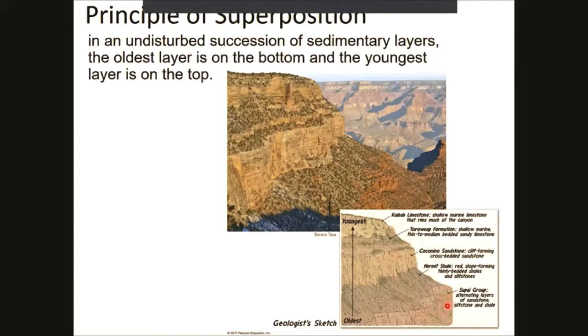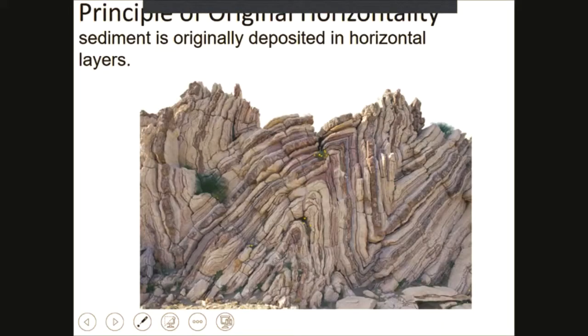So this rock is at the bottom, so it is the oldest. This rock is above it, so it's younger than this rock. But this rock is older than the rock above it. This rock is younger than the rock below it, but it's older than the rock above it. And this rock is younger than the rock below it, but it's older than the rock above it. So this is the youngest rock, and this is the oldest rock in this outcrop. Okay, that's the principle of superposition. Pretty straightforward.